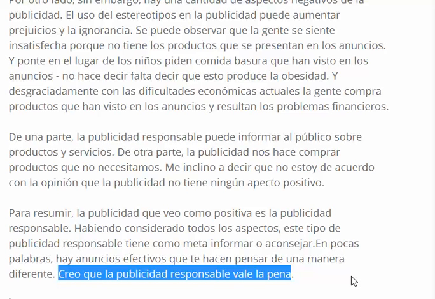And my final concluding sentence is an opinion. Creo que. We could have had any number of expressions there. Desde mi punto de vista, opino que, pienso que, me parece que, creo que. All of those phrases mean ways of saying I think. Creo que la publicidad responsable vale la pena. That last bit there, vale la pena, is worthwhile. A great expression, an advanced expression, valer la pena, to be worthwhile.